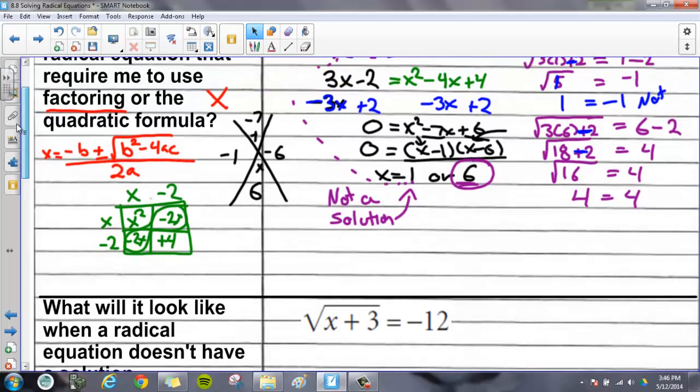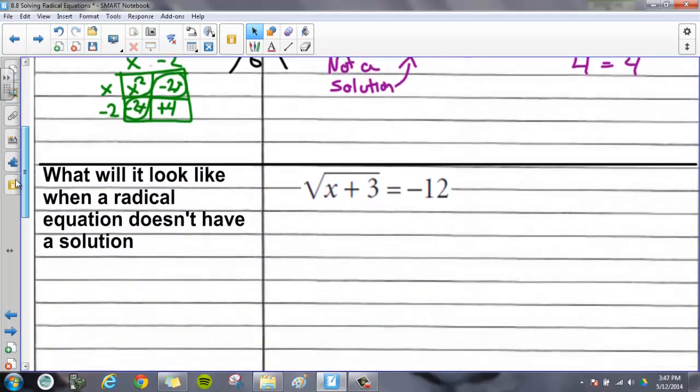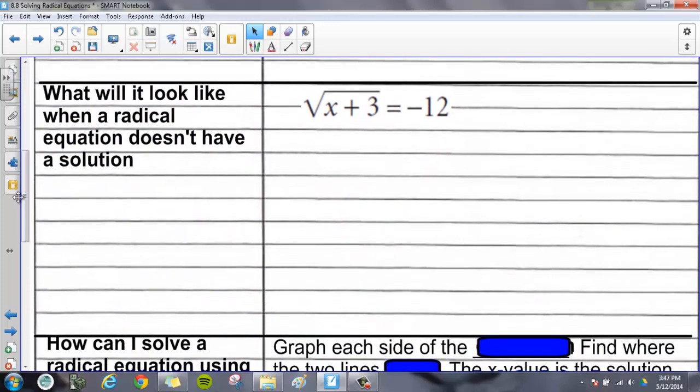Okay, so now that we're done with this, I'm going to show you one more problem like this in a little bit, just so you can see a little shortcut on solving some of these and figuring out if there is no solution. Because gosh, it would be nice to save some time. I'll show you how to do that in the next video.